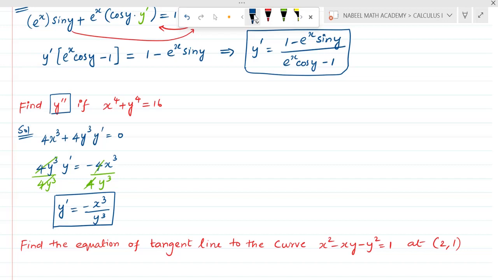But the question is asking here to find the y double prime. How will you calculate the y double prime? Usually we will calculate the y double prime from y prime. Is it right?